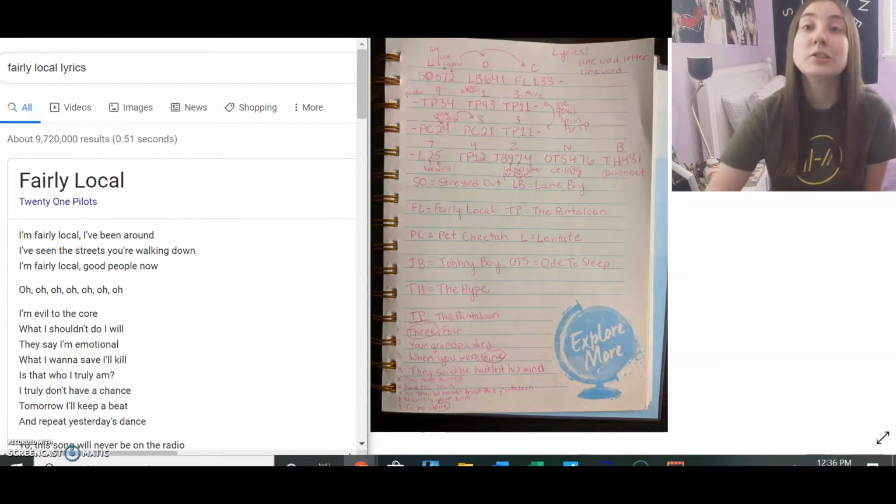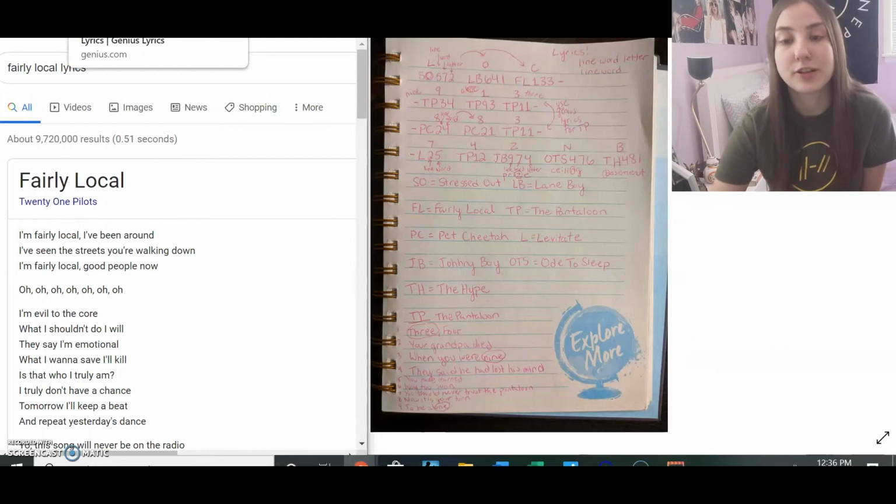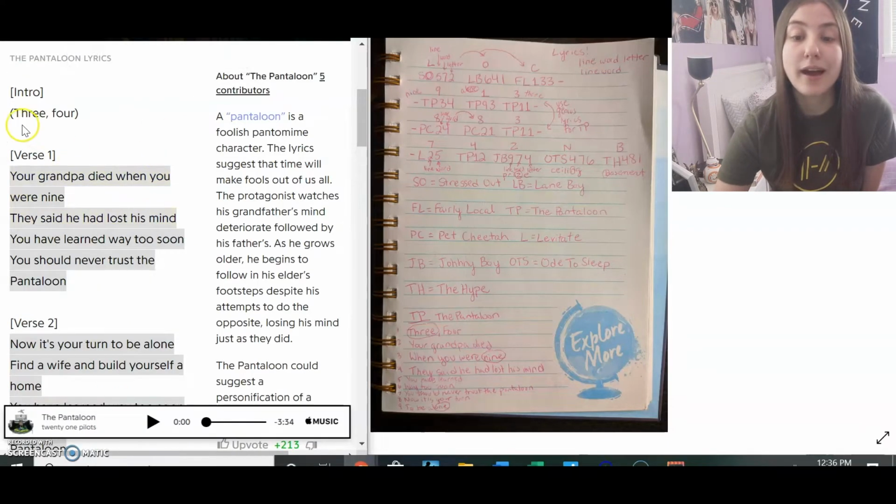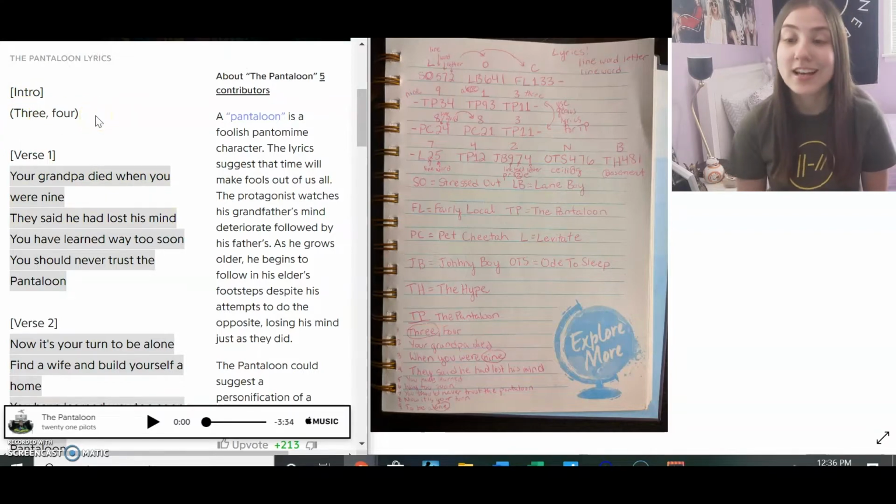Now, moving on to the Pantaloon. This one is a little bit different. If you look at the Google lyrics of the Pantaloon, they don't have this intro "3/4" that is shown on Genius lyrics. I honestly never heard this part of the song, but I guess if you listen closely, you can hear Tyler doing like a 3/4 before he starts singing the song.